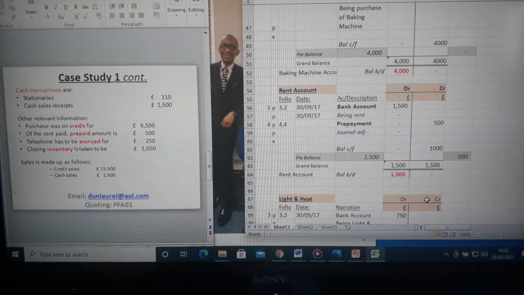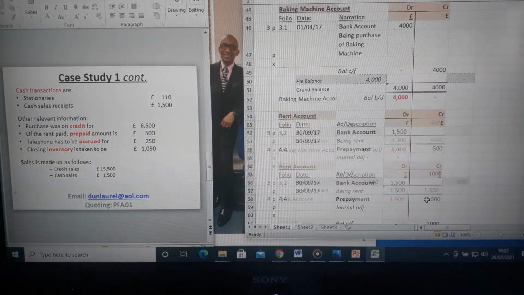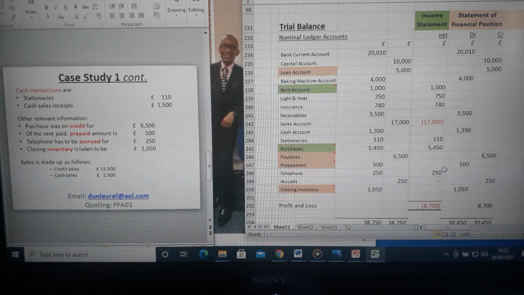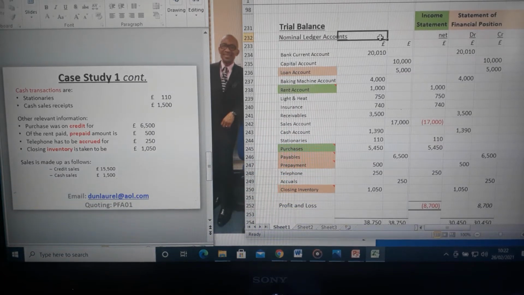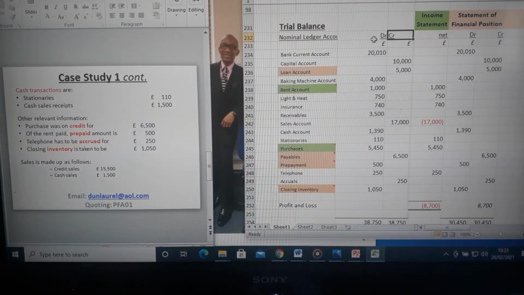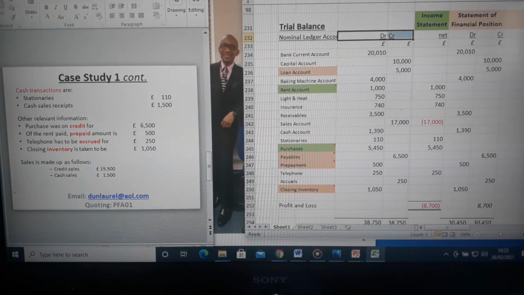Close them all off, and then you extract all the balances and put them in a trial balance like so. So this is the trial balance. I can see the whole lot in front of me. So the initial trial balance lists debit and credit. I'll put debit there, debit and credit. That's the initial TB. Make it look the same and then format it. Let me format it now.